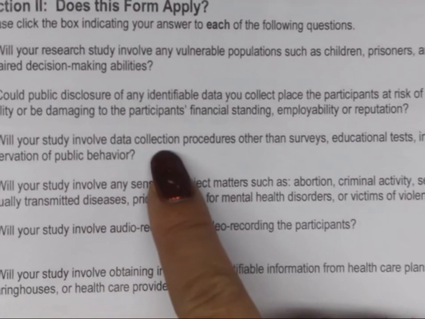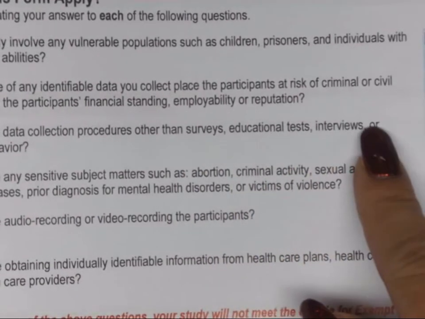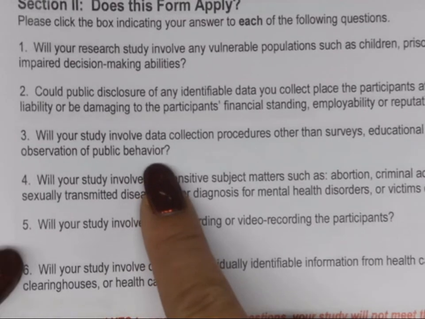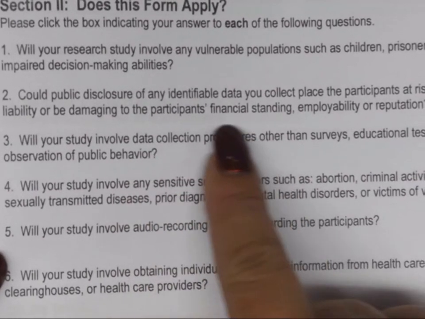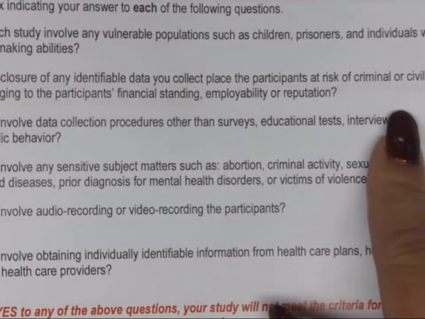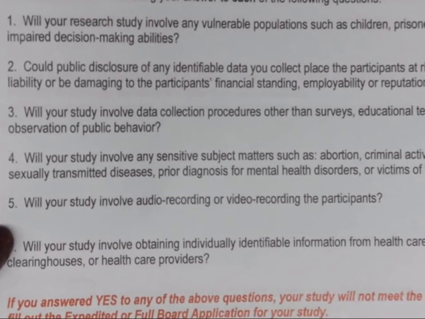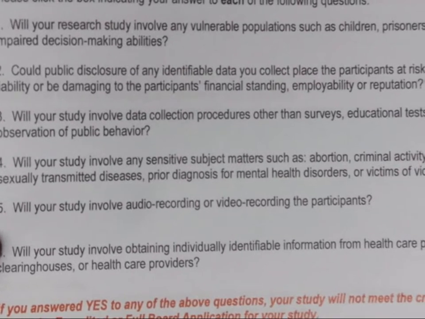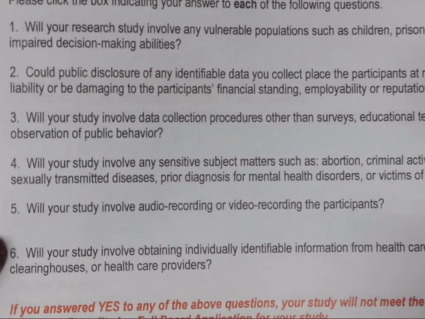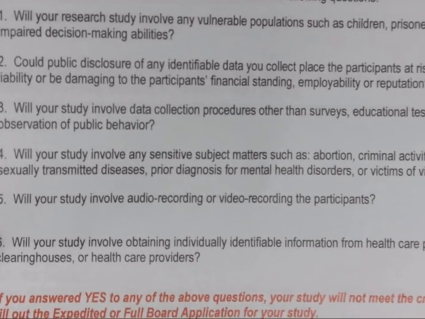Will your study involve data collection procedures other than surveys, educational tests, interviews, or observation of public behavior? So are you collecting data that is anything other than those? Ours really isn't. We had focus groups in there, but I consider those under interviews for the most part. So again, we're not number 2, we're not number 3, but number 1 already knocked us out.